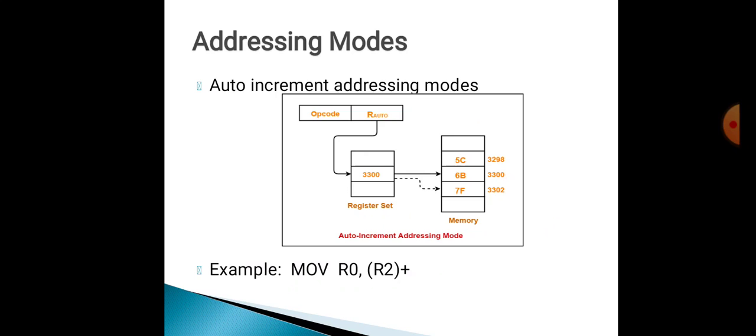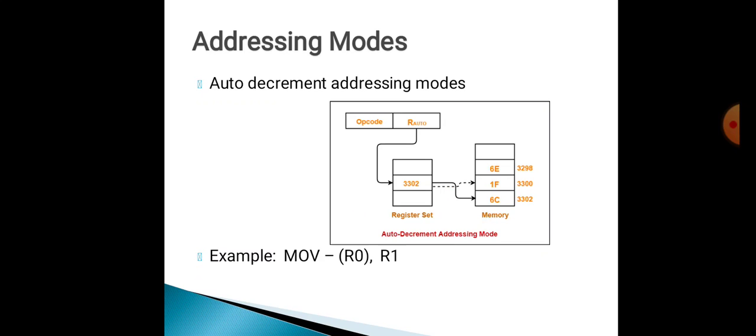Next, auto increment addressing mode. The effective address of the operand is the content of the register specified in the instruction. After accessing the operand, the content of this register is incremented to address the next location. Example: move R0, R2 plus. This instruction copies the content of the register R0 into the memory location whose address is specified by the content of the register R2. After the copying operation, the content of the register R2 is automatically incremented by 1.